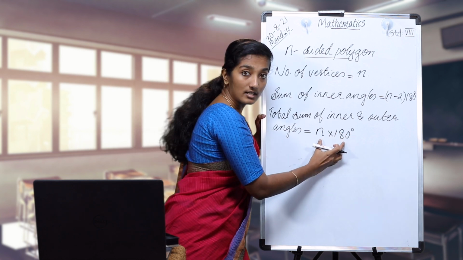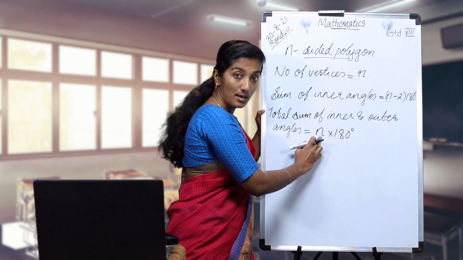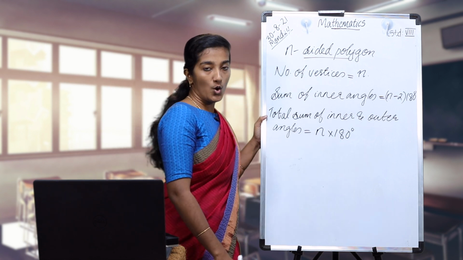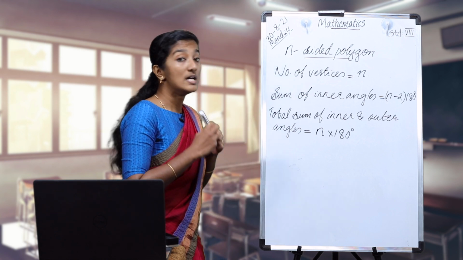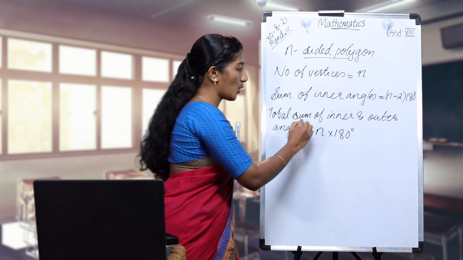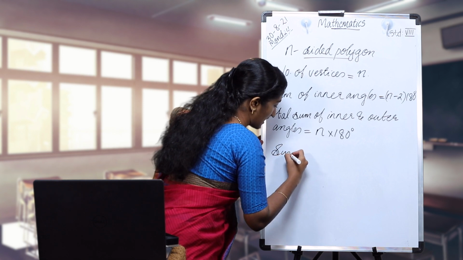Therefore, we can consider it as n into 180 degrees, the product of the number of vertices and 180 degrees. Here we have n into 180 degrees. Then what is the next step? Very good. We have to subtract the sum of inner angles from the total sum of inner and outer angles.